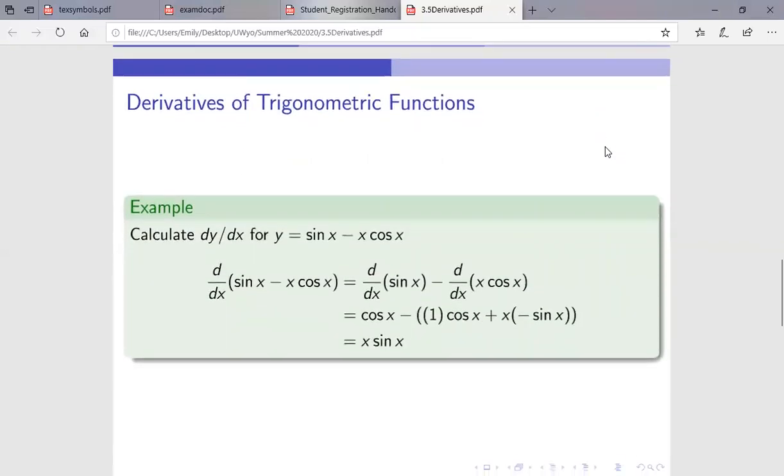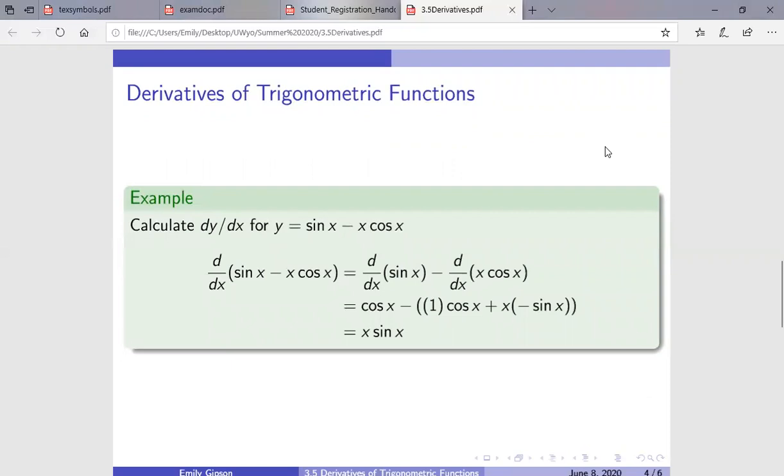All right, welcome back. So let's calculate dy dx for y equals sine of x minus x times cosine of x. Because we have the sum of two functions, it just is a negative sum, we can split it up into d dx of sine of x minus d dx of x times cosine of x. So our very first term becomes cosine of x. We've already taken that derivative.